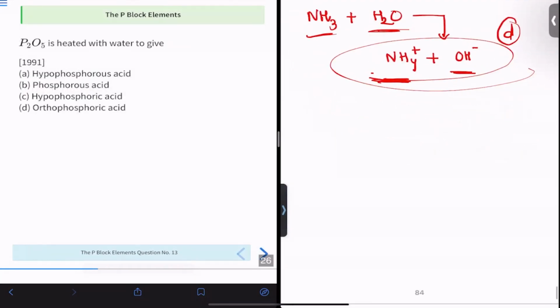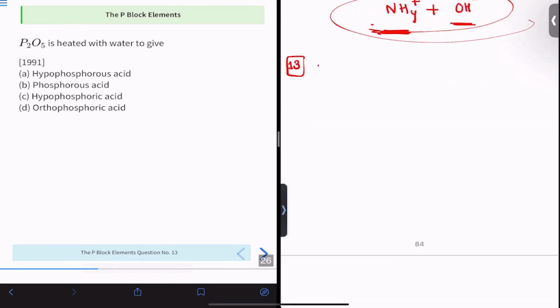Okay, guys. So with this, I'll move to the next question. Question number 13. Again, a reaction from NCERT which is important. P2O5, phosphorus pentoxide. If phosphorus pentoxide is heated with water, what will be the acid which is formed? Again, a part which you have to remember directly from NCERT. You just have to mug up this. There is no other way to remember.